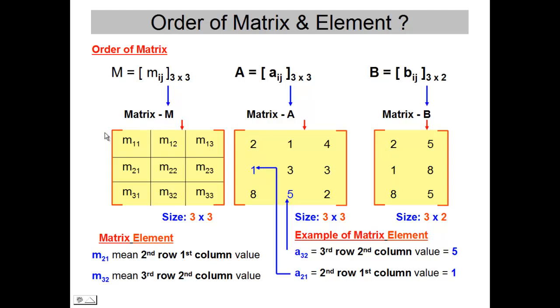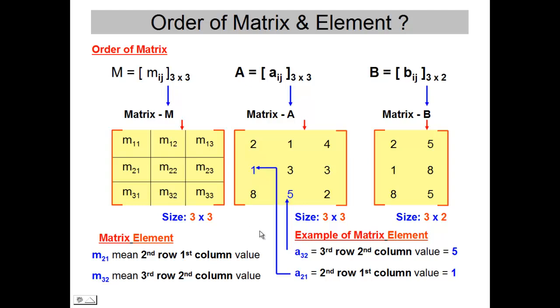Now what is the matrix element and how we can get matrix element by the matrix index, row column index. So matrix element is found by row and column index. Suppose this matrix M, so M21 means second row and first column. This is the element. Now M32 means third row and second column.